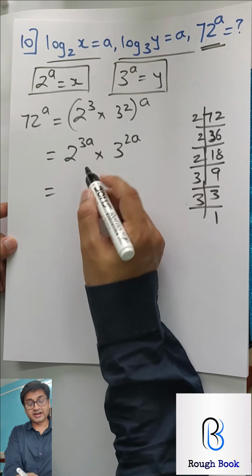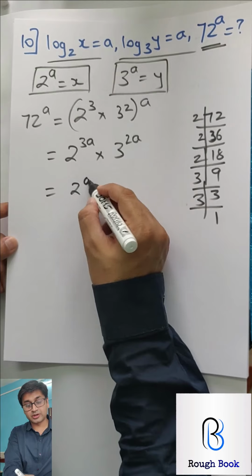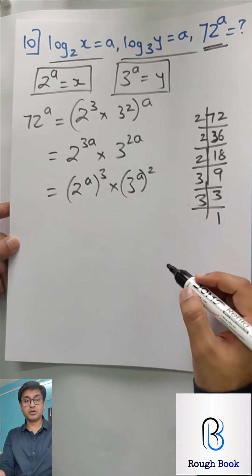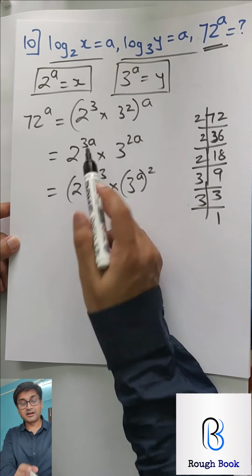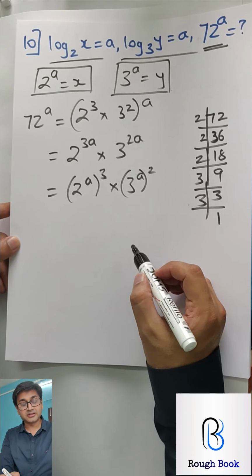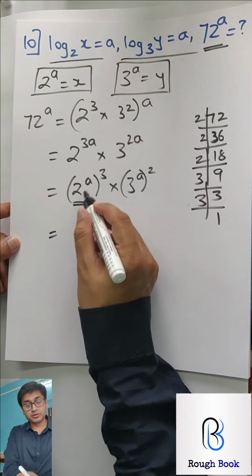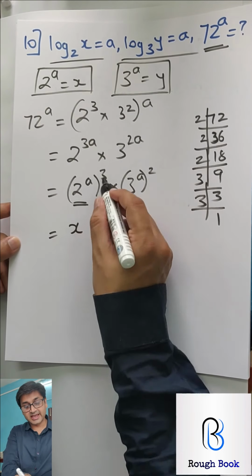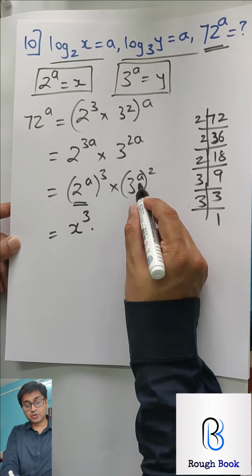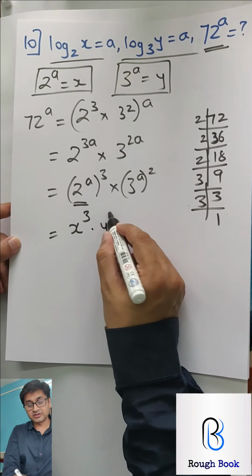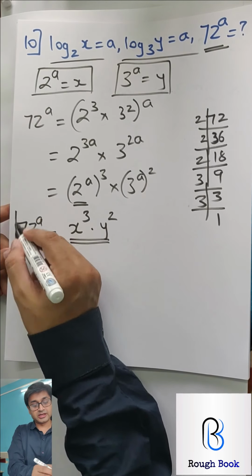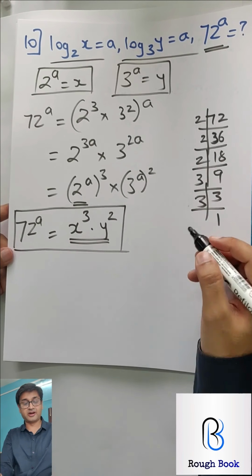Now how do I write this? Pay attention. 2 raised to a the whole cube, 3 raised to a the whole square. So when I multiply, it remains the same. Then why did I write it this way? Because I knew that 2 raised to a is x. So I can now substitute this as x cube into 3 raised to a is y, so y square. So now I have got 72 raised to a in terms of x and y.